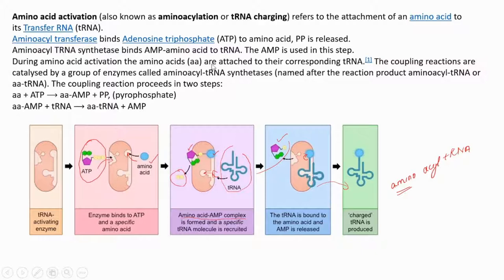I think it's very clear to you. We will cover this description also. So, two steps: the amino acid combines with the ATP to form the amino acid AMP complex, and two phosphate groups are released. Then the amino acid AMP complex combines with the tRNA to form amino acyl tRNA and releases AMP. That is the activation of amino acid. I think it's very clear.